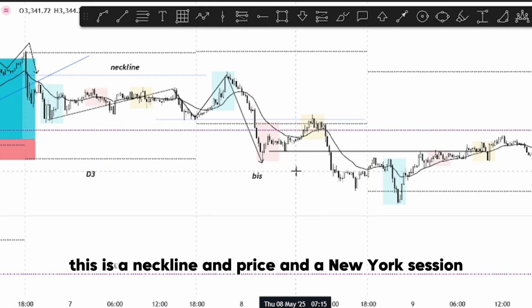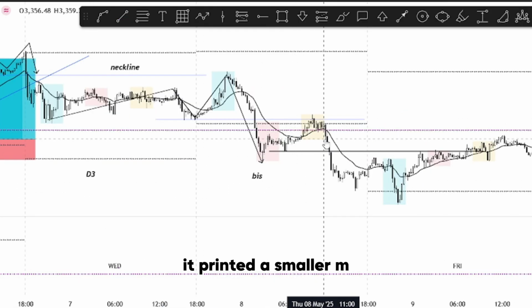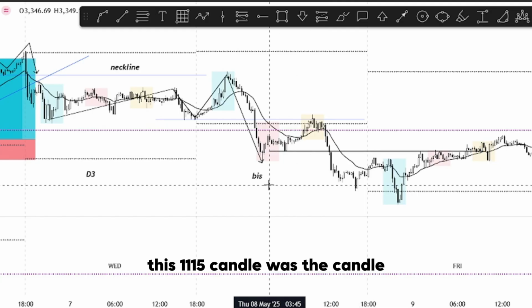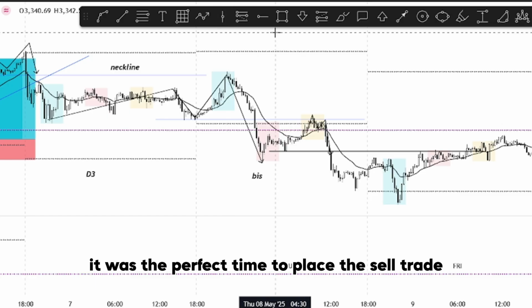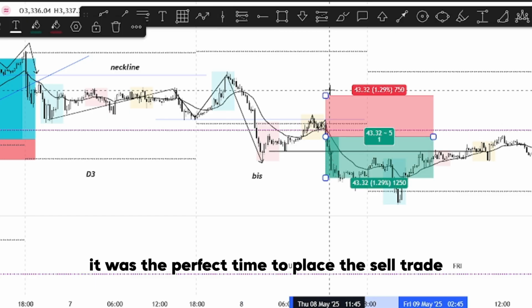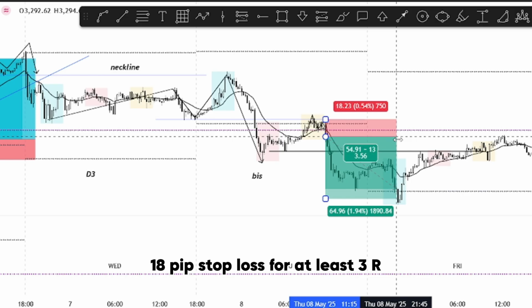And in the New York session, price printed a smaller M. This 11:15 candle was the candle price actually broke M structure to the downside. It was the perfect time to place the sell trade. 18 pip stop loss for at least 3R.